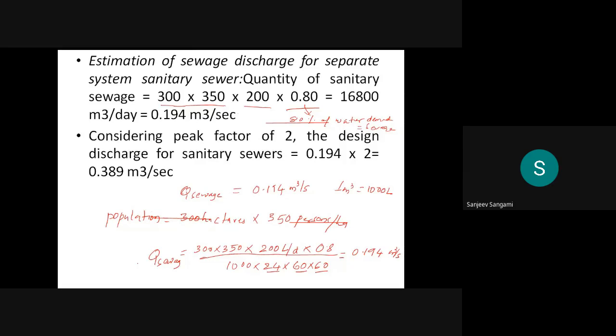Then assume the peak factor as 2. I already said that if you refer to the CPHEEO manual, it will be 2 to 3. I already explained that. You have to take a suitable value, anything in between 2 to 3, you can take. Now you can take only 2. Then for the design, it will be 0.194 into 2, that is 0.389 meter cube per second. So we got the Q of sewage.